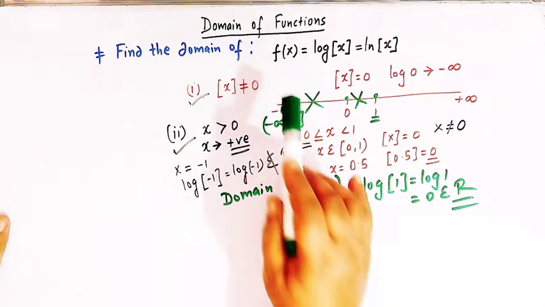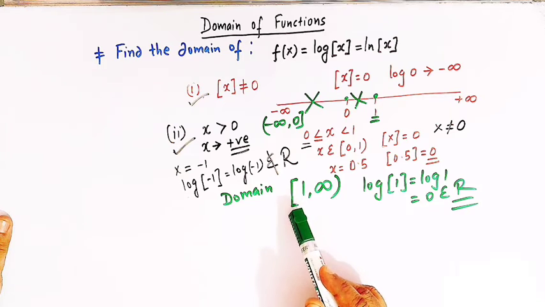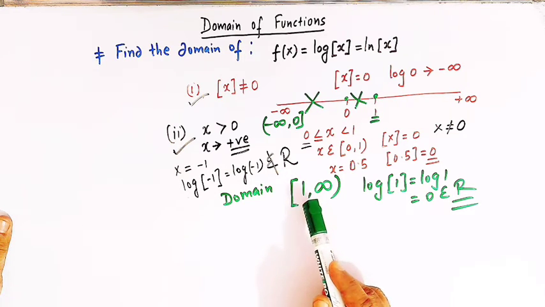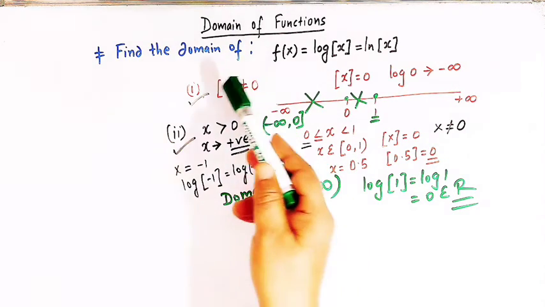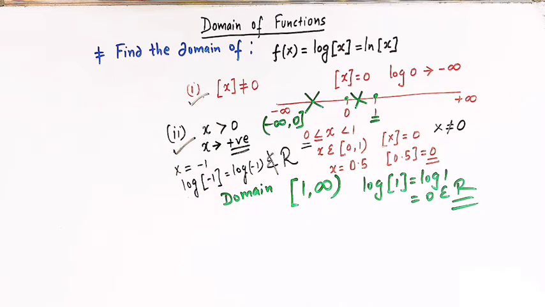So the domain of f of x is given by this interval 1 to infinity, where 1 is included, right? So this is how, by making these arguments and these discussions, we can arrive at the domain of given functions.